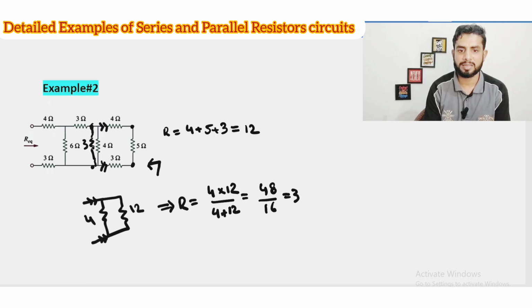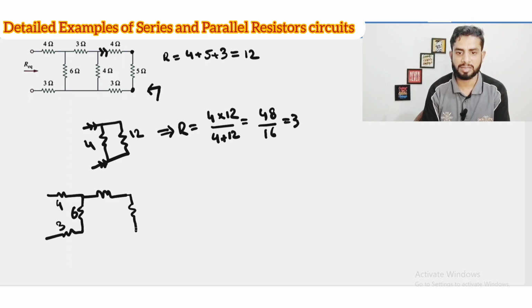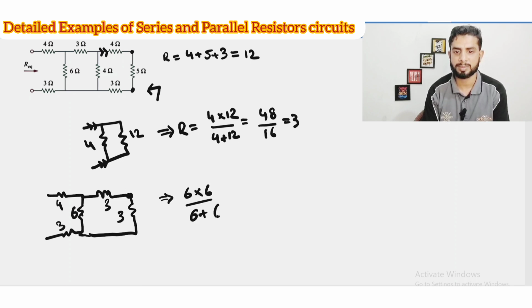If we solve that, 4 ohm, 6 ohm, 3, and we have solved up till 4 in parallel with 12. That was 3, 3, 3. Look at here, 3 and 3 have one common terminal. It means 3 and 3 are in series. Their combination will be 6 ohm. 6 ohm will be parallel with 6 ohm, and 6 in parallel with 6 will have 6 multiplied by 6 divided by 6 plus 6, and it will be 3. So 3 will be here up till here.